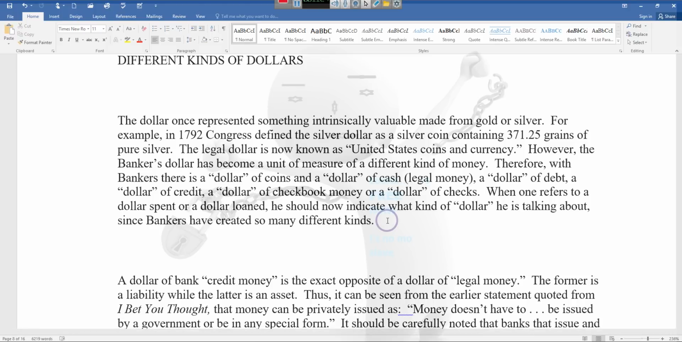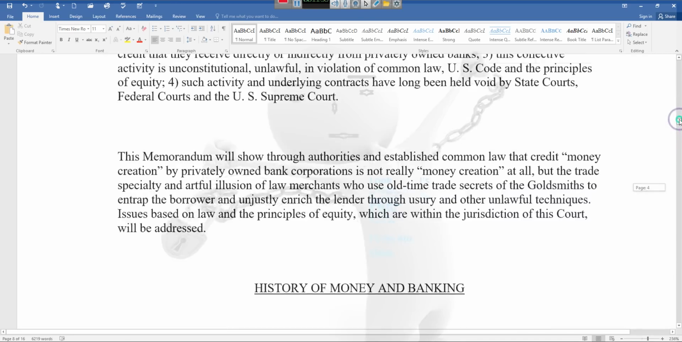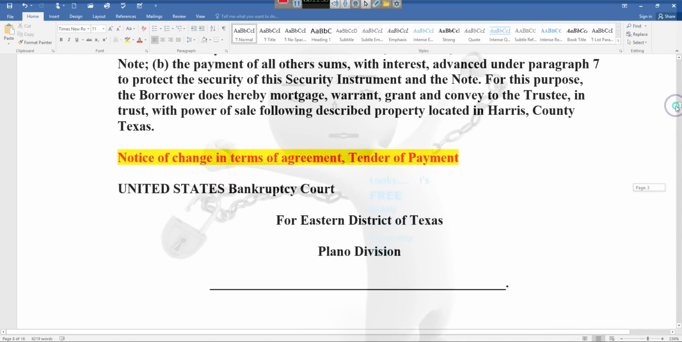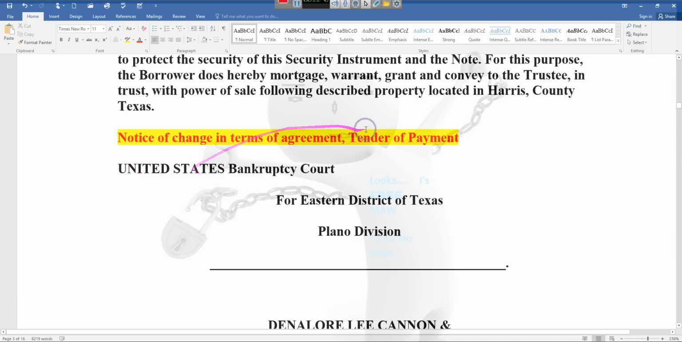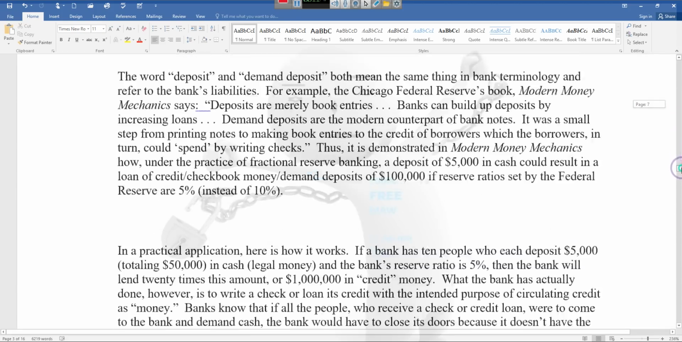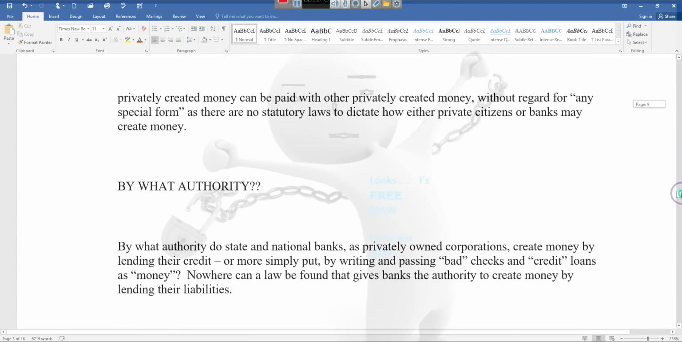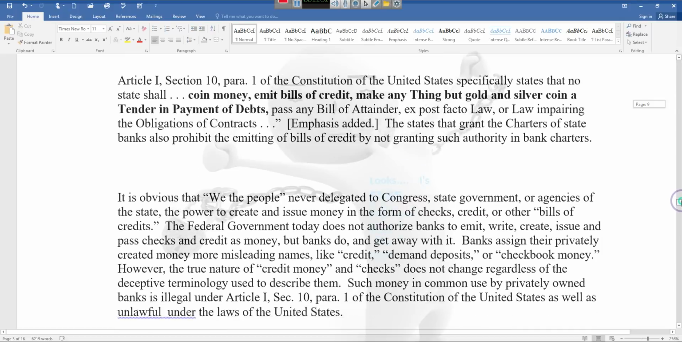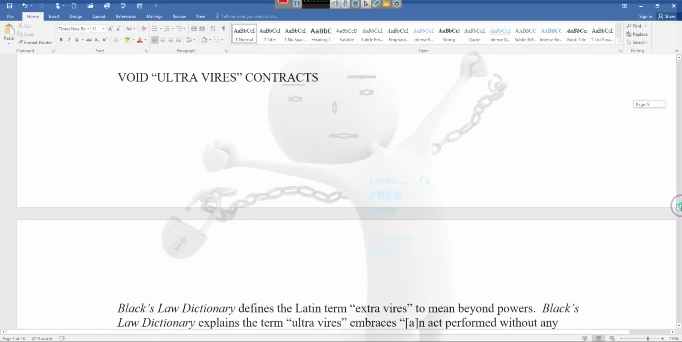When you signed your loan for your mortgage, you did not specify what species you were paying in. So what did I tell you guys you need to do? We're going to go back up there because it's the same document I said I was going to come to. You need to give them a notice of change in terms of the agreement, and you need to tender payment. You need to let them know that you are going back to the original species referred to in your original agreement. But y'all didn't know that.